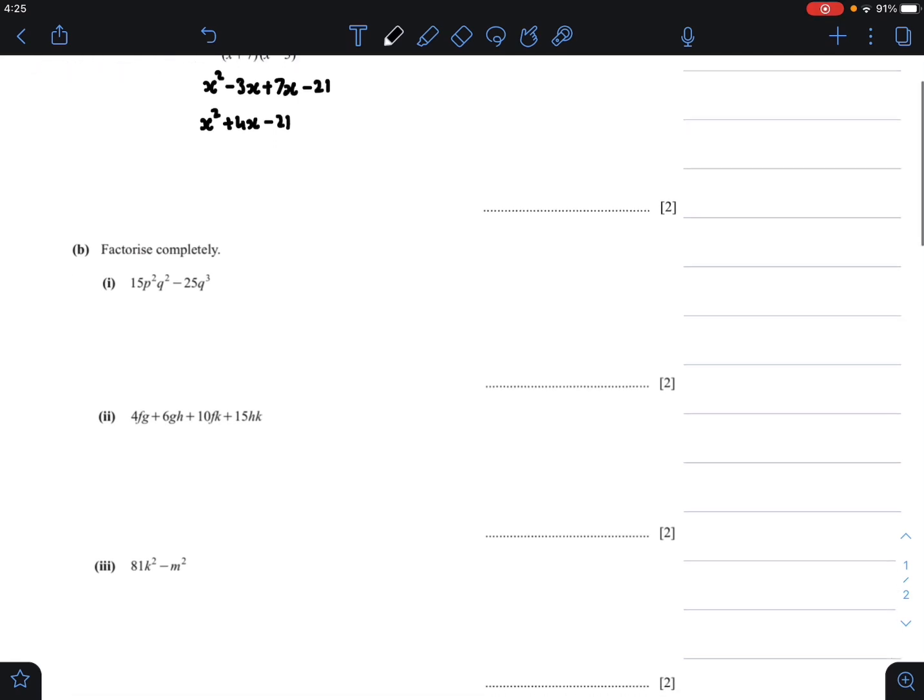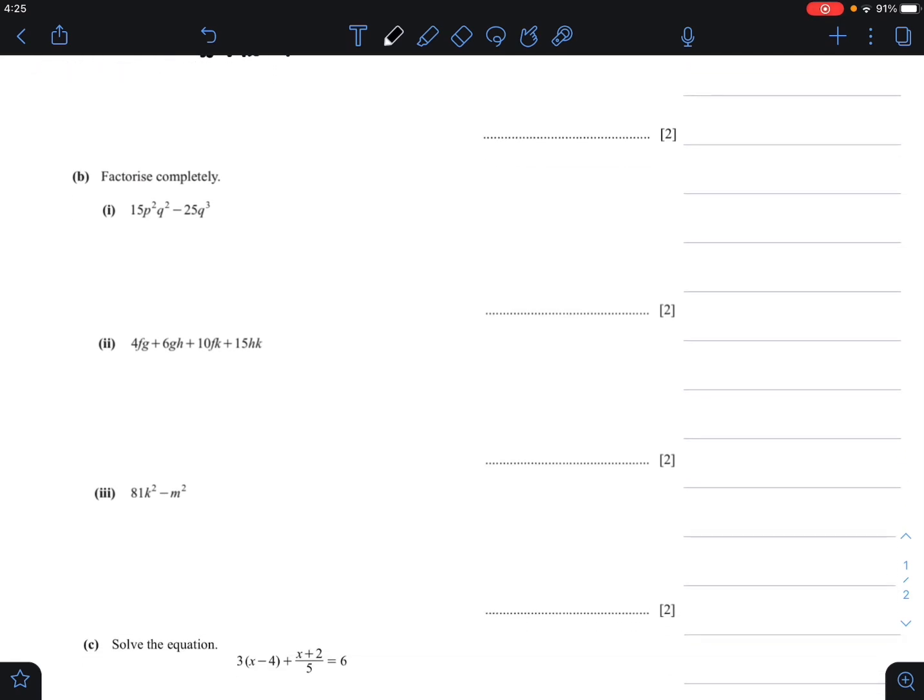Now let's move to part B, where they are asking you to factorize the following. The easiest way to factorize is to remove what is common. Between these two terms, 5q squared is common. So if we divide each term by 5q squared, 15p squared q squared divided by 5q squared leaves us with 3p squared, minus, 25q cubed divided by 5q squared leaves us with 5p. Therefore, this will be our final answer for part B1.